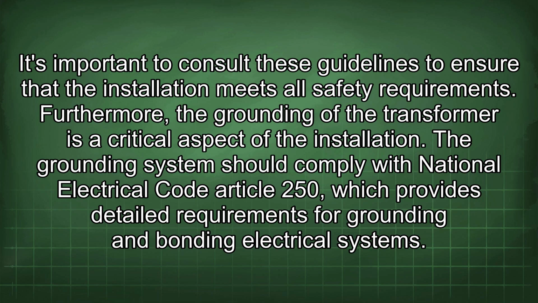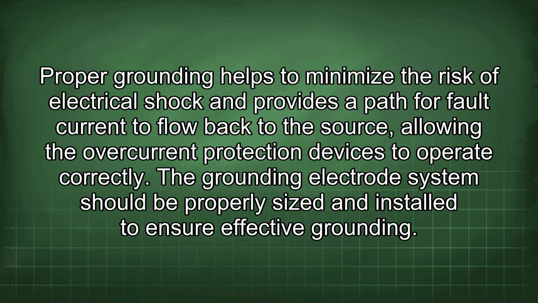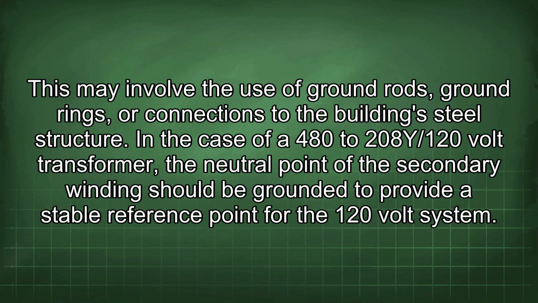Furthermore, the grounding of the transformer is a critical aspect of the installation. The grounding system should comply with National Electrical Code Article 250, which provides detailed requirements for grounding and bonding electrical systems. Proper grounding helps to minimize the risk of electrical shock and provides a path for fault current to flow back to the source, allowing the overcurrent protection devices to operate correctly. The grounding electrode system should be properly sized and installed to ensure effective grounding. This may involve the use of ground rods, ground rings, or connections to the building's steel structure.